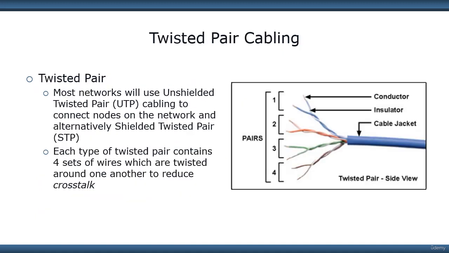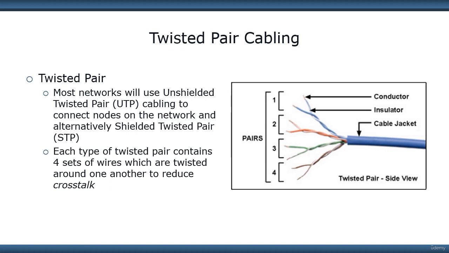So let's start with twisted pair cabling. Most networks will use what's called UTP, or unshielded twisted pair, to connect nodes on the network. Alternatively, we could be using a version of this called shielded twisted pair, or STP. And the difference is whether or not there is a metal shielding. So UTP is what we actually see in the graphic here. And yeah, there's a cable jacket, but that's not doing anything to prevent electromagnetic interference, otherwise known as crosstalk. So you've got 4 pairs of wires that are twisted around each other, and that twisting is done to reduce that crosstalk as well.